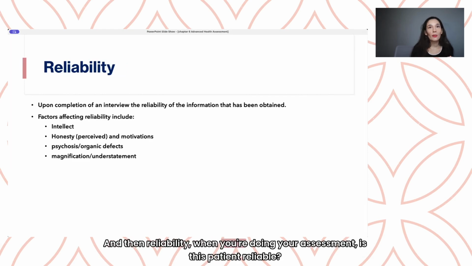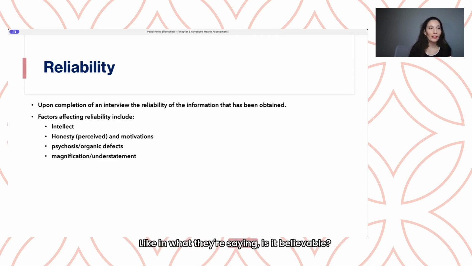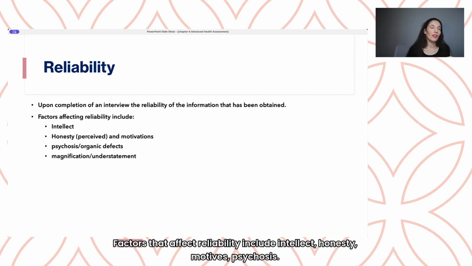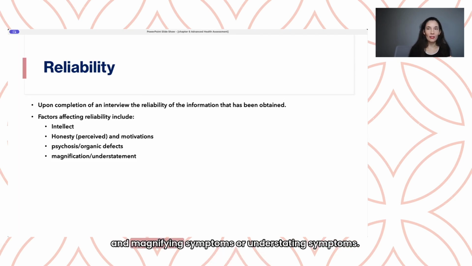And then reliability, when you're doing your assessment, is this patient reliable? Like, in what they're saying? Is it believable? Is it true? Do they have the insight to be able to give this information? Factors that affect reliability include intellect, honesty, motives, psychosis, and magnifying symptoms or understating symptoms.